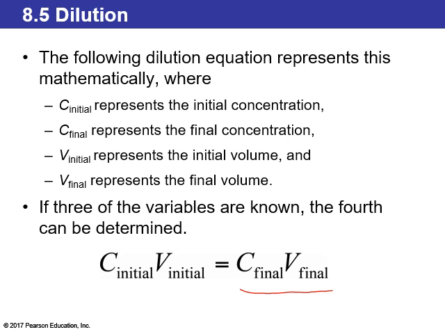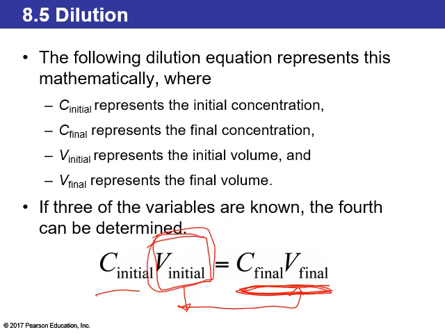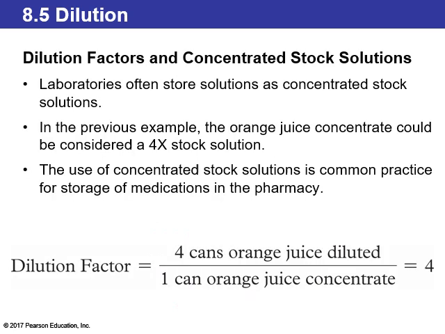So typically we're going to be given the concentration of our initial solution. We're going to be told the final concentration that we want and how much of it we want. And we're going to have to solve for this initial volume. So what we'll do then is figure out what the initial volume we need is, and we'll add water to get to the final volume. So that's all we're really doing here. How much water do we need to add to how much of our stock solution? That's what we're looking for. So we'll do some examples of that.